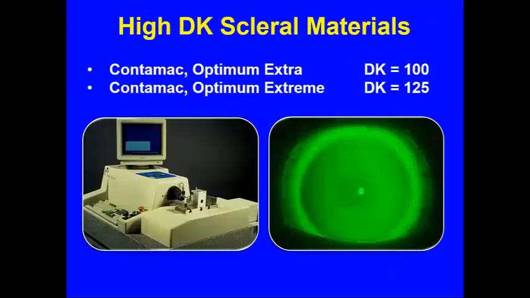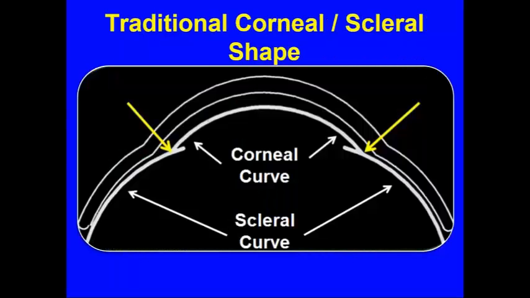Number one is that we now have high Dk scleral lens materials. We have buttons that are in excess of 17 millimeters that can now be cut into these scleral lens designs. The two in which the Ampleye lens design is available is the Optimum Extra with a Dk of 100 and the Optimum Extreme with a Dk of 125.